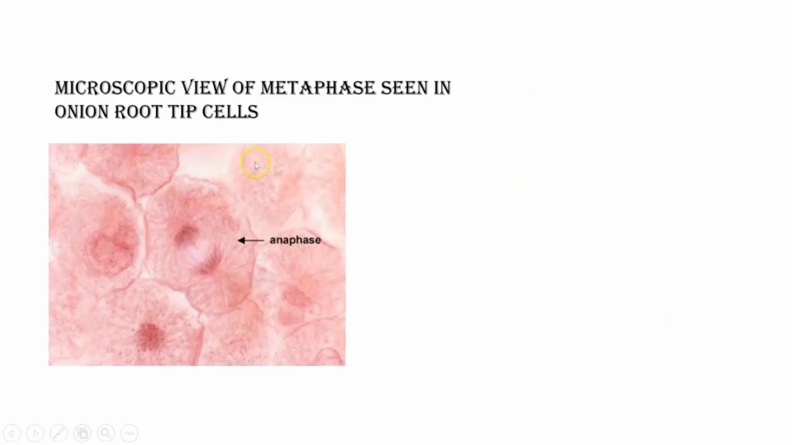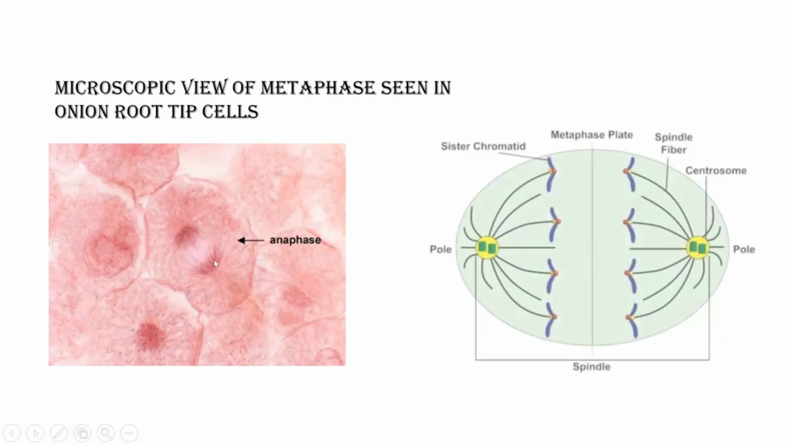Under the microscope, we can clearly see that inside the cell, the sister chromatids are breaking and moving to both ends of the cell.